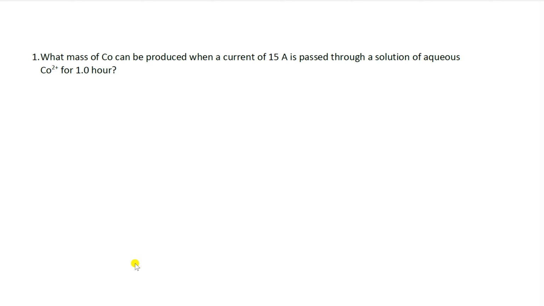In this problem, we are electrolyzing a solution of cobalt ions, and those cobalt 2+ ions are being reduced down to cobalt solid. So our first step is to identify the chemical reaction that is occurring, and that is cobalt 2+ is gaining 2 electrons and reducing down to cobalt solid.